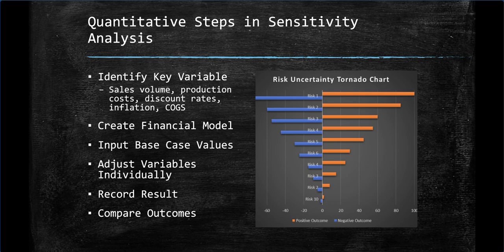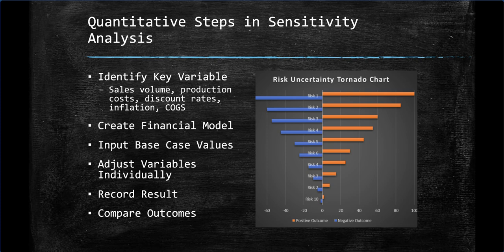From there, taking one variable at a time, we'll make adjustments within a predefined range, such as increasing or decreasing sales volume by 10%. During this step, all other variables must remain constant to isolate the effect of changes in the variable being tested. As variables are adjusted, we'll record the impact on key financial metrics such as net present value, internal rate of return, and payback period. This helps quantify the sensitivity of the project's outcomes to changes in assumptions.